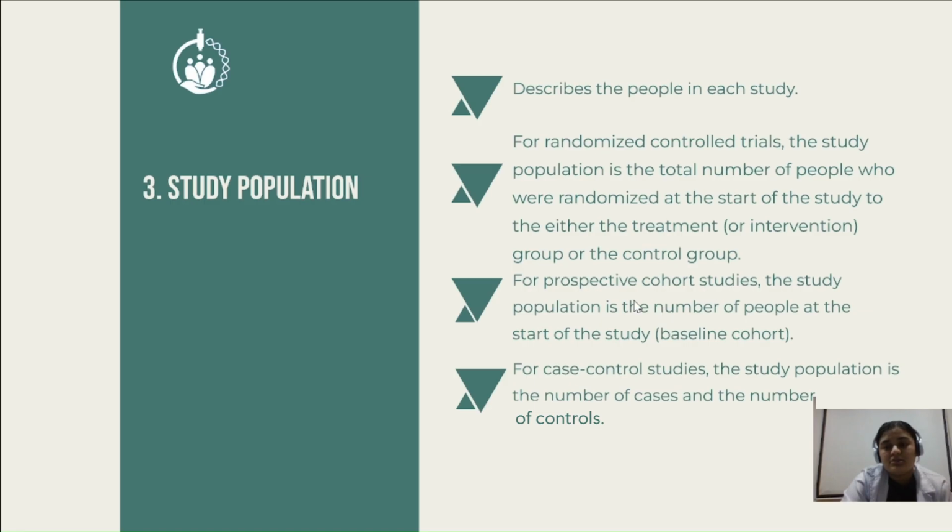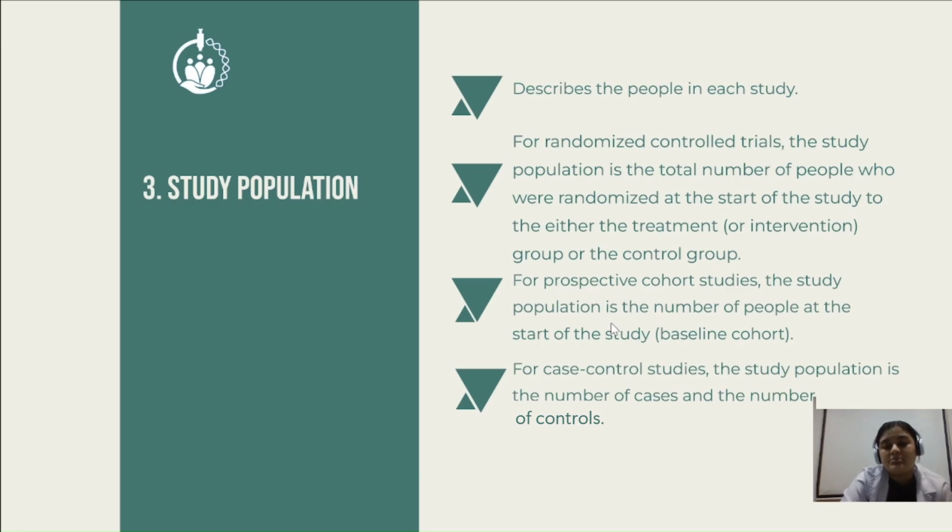So for prospective cohort studies, the study population is the number of people at the start of the study. It is not the same as randomized control trials, because in randomized control trials, we'll have a proper treatment group and a control group. However, for prospective or retrospective cohort studies, it's not always the same. I mean, it might be, but it's not the same as having a trial, because in a trial you have proper guidelines, but for prospective and retrospective cohort studies, you're actually just doing it on the basis of when the incidence is going to take place, rather than dividing between a proper treatment and control group.